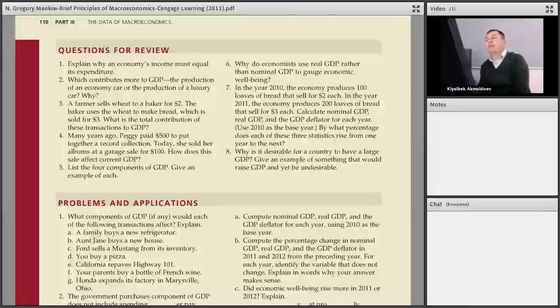List 4 components of GDP. Give an example for each one. Question 5. The components of GDP are consumption, investment, government purchases, and net export.